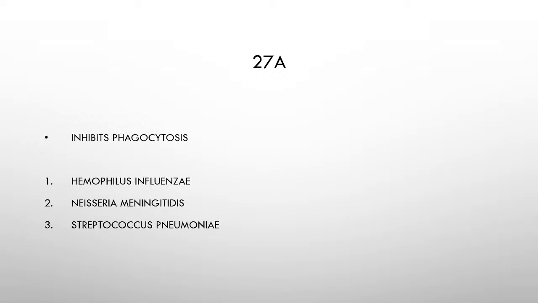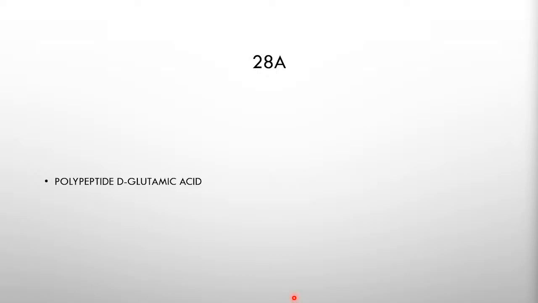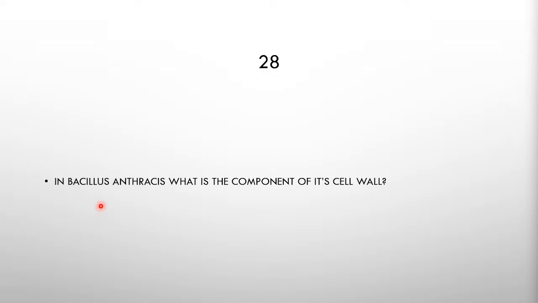Basics pa lang to, guys. It's basic review. We're talking about bacterial physiology as well as laboratory tests associated with it. All right. Now, in Bacillus anthracis, what is the component of its cell wall? I think this is a hard question for you guys, so I'm going to answer it for you. It's actually a polypeptide or polymer of delta glutamic acid. It is the chemical component of a Bacillus anthracis cell wall.